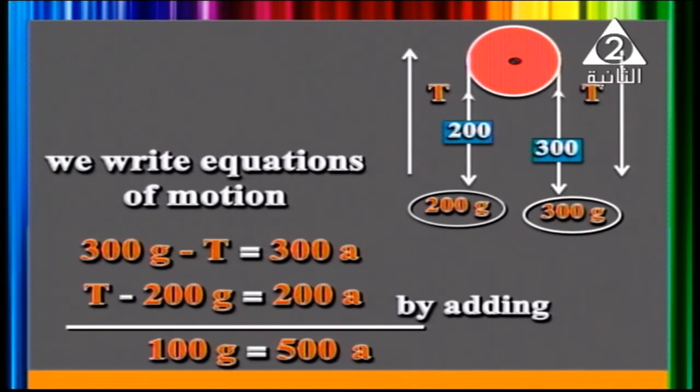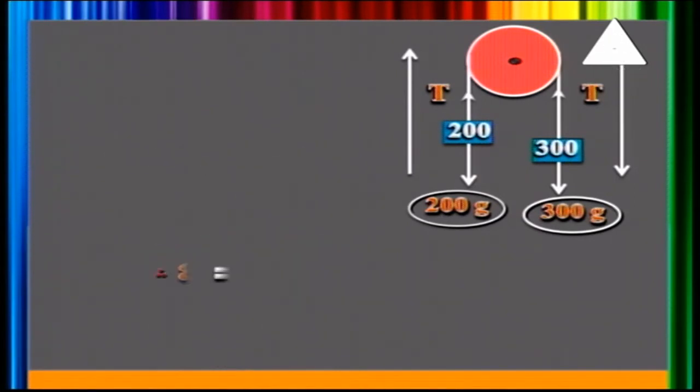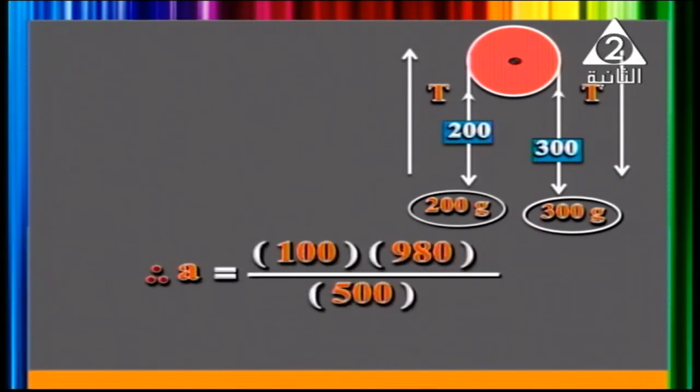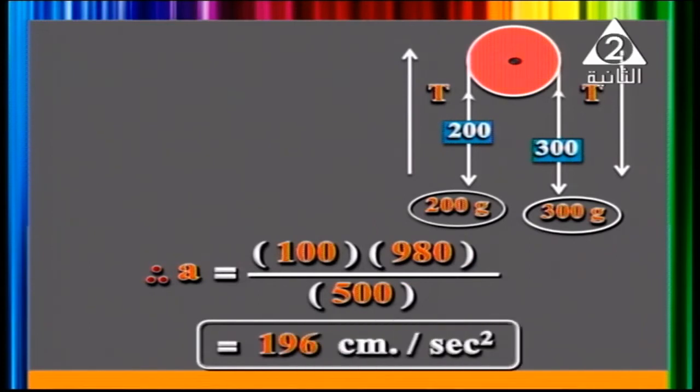Then, my dear student, to find the value of acceleration, a equals 100 times 980 over 500, and then the acceleration is 196 centimeter per second square. Look at the two bodies. The system moves at the same level at the moment t. Acceleration is 196 centimeter per second square.